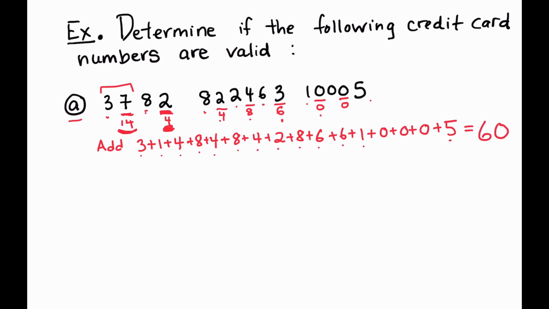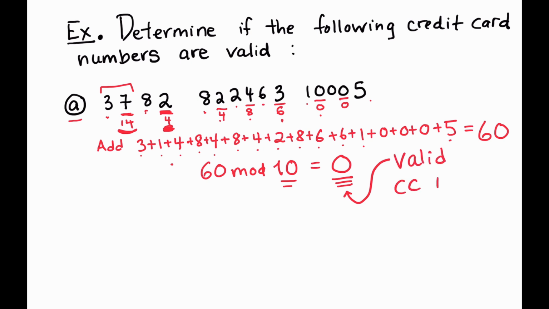So this adds up to 60, and the last thing we do is calculate 60 mod 10, and we get 0. As long as we get 0, meaning that there's no remainder when we divide by 10, this passes the test, and it means it's a valid credit card number. If you get any other number here, like 1, 2, 3, 4, 5, 6, 7, 8, 9, then it is not a valid credit card number.